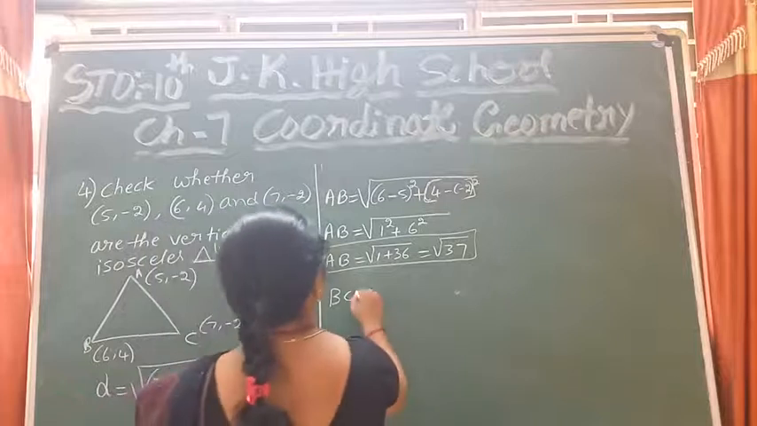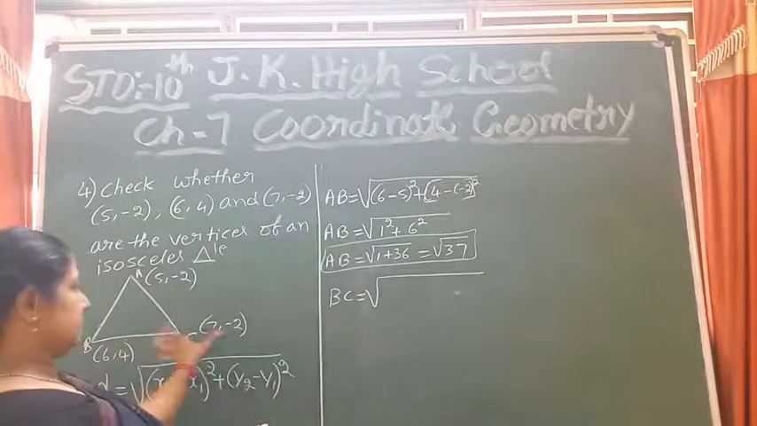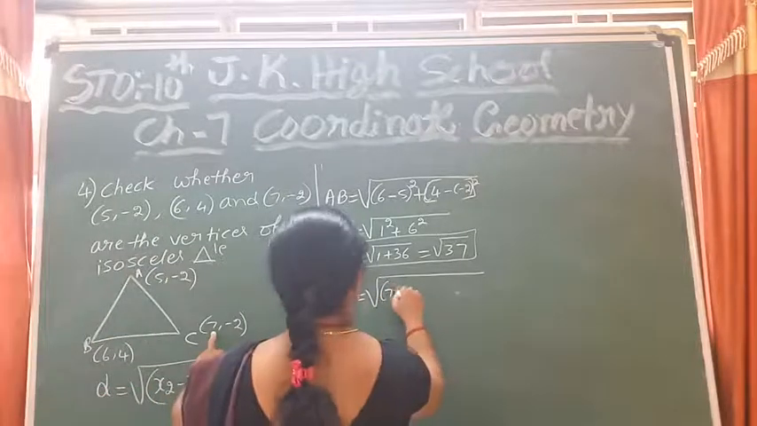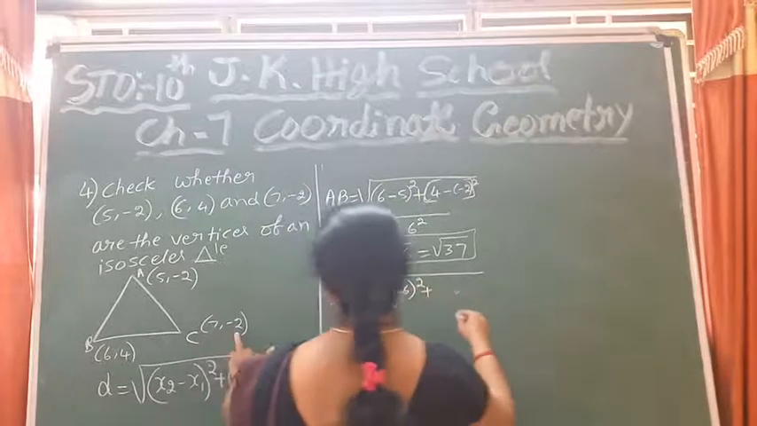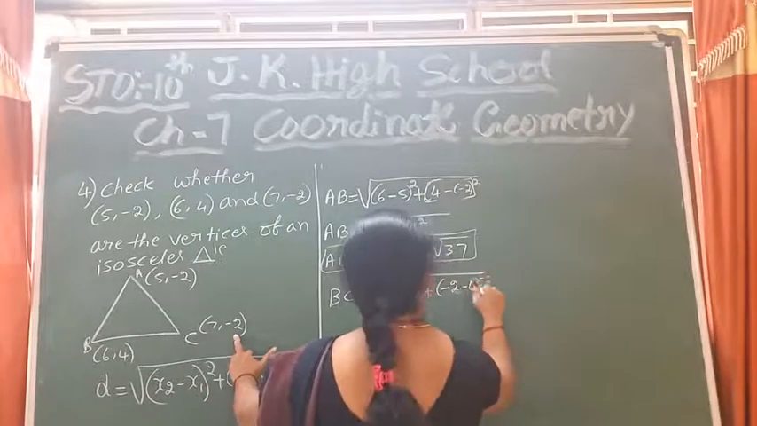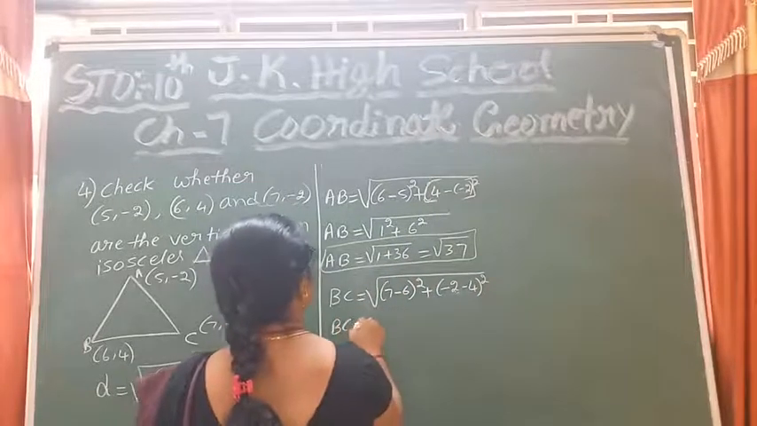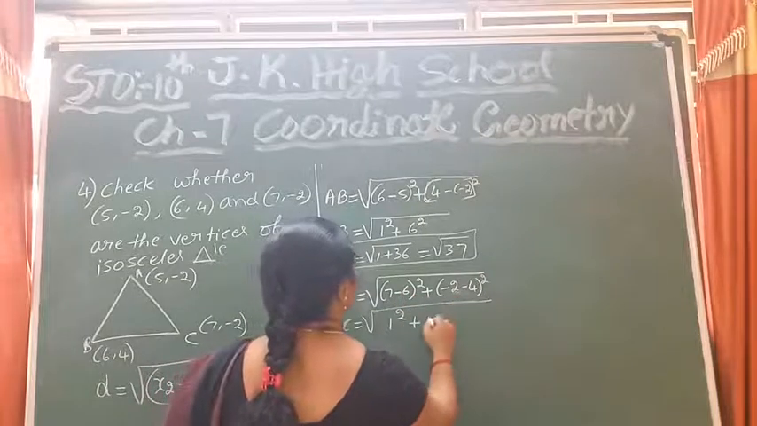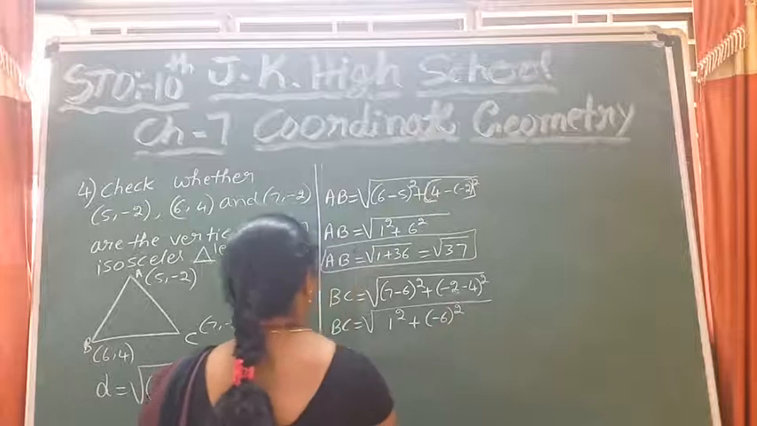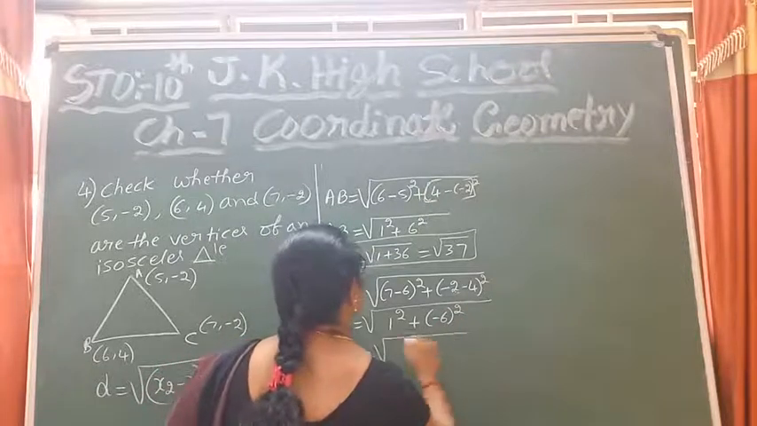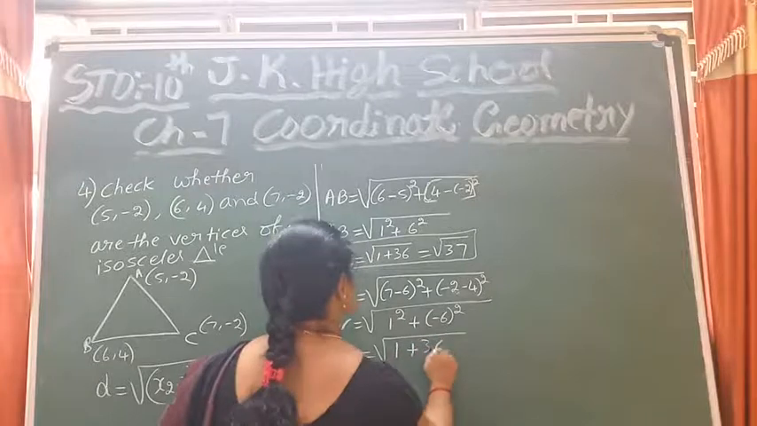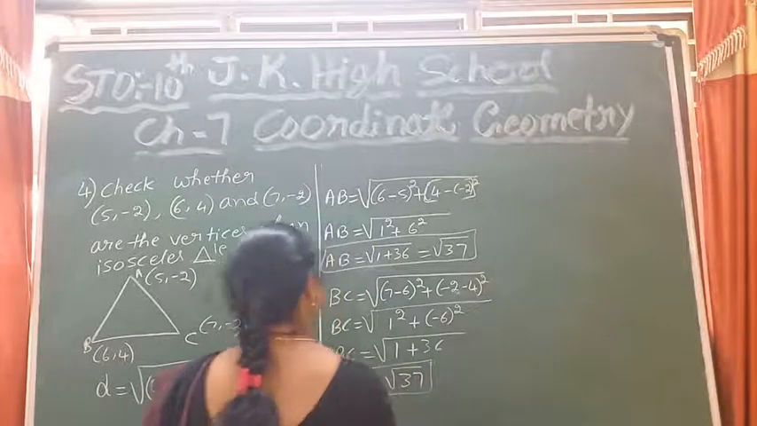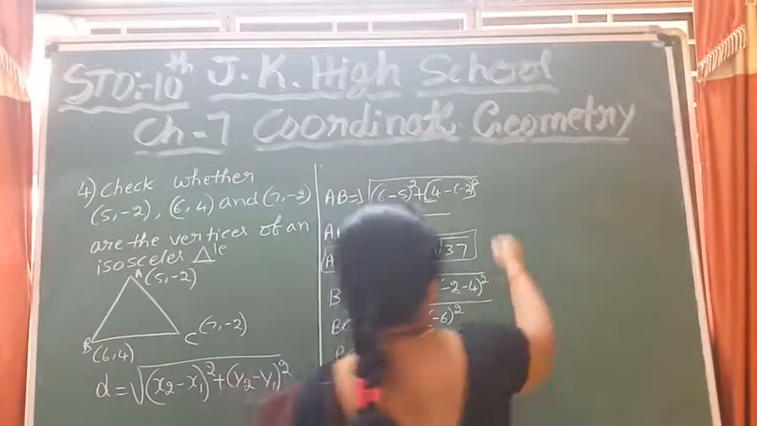I got the AB measurement as root 37. BC I'll check now. BC means this is x2, y2 and this is x1, y1. So x2 means first I'll consider (7 minus 6) whole square plus y2, that is (minus 2 minus 4) whole square. So the BC measurement I can find by using this distance formula. 7 minus 6 is 1 square, minus 2 minus 4 is minus 6 whole square. If I simplify, I got 1 square plus 36. So the BC measurement I got is root 37. So now I come to know BC is also equal to AB. Two sides I got equal now.